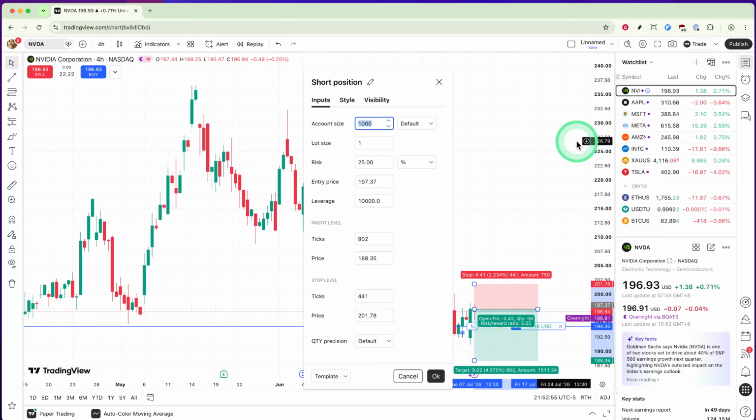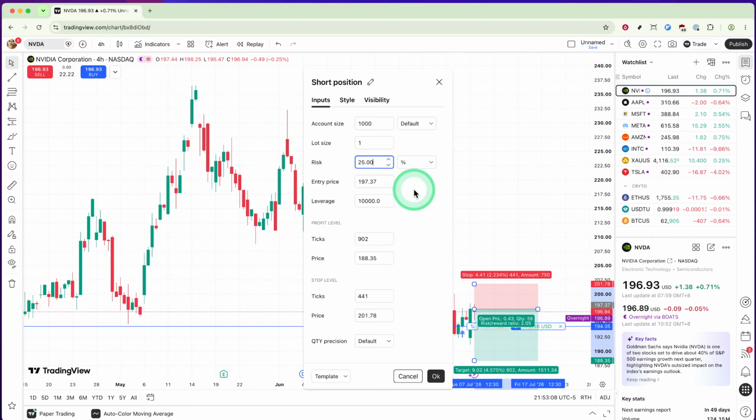Next, set your risk percentage. This is the portion of your account that you're willing to risk on this particular trade. A common rule of thumb is to risk no more than 1% of your account on any single trade, but you can adjust this based on your risk tolerance. After setting your risk percentage, input your planned entry price, your stop loss level, and your take profit level. These details allow the position tool to calculate your trade parameters precisely.